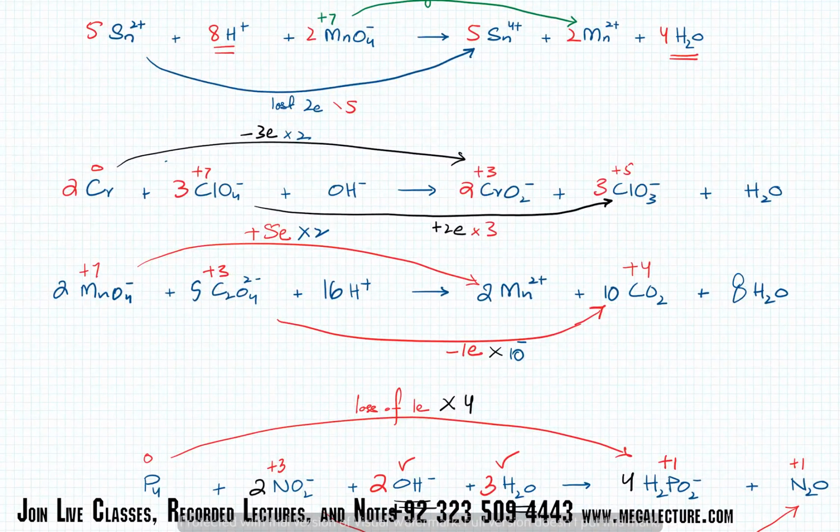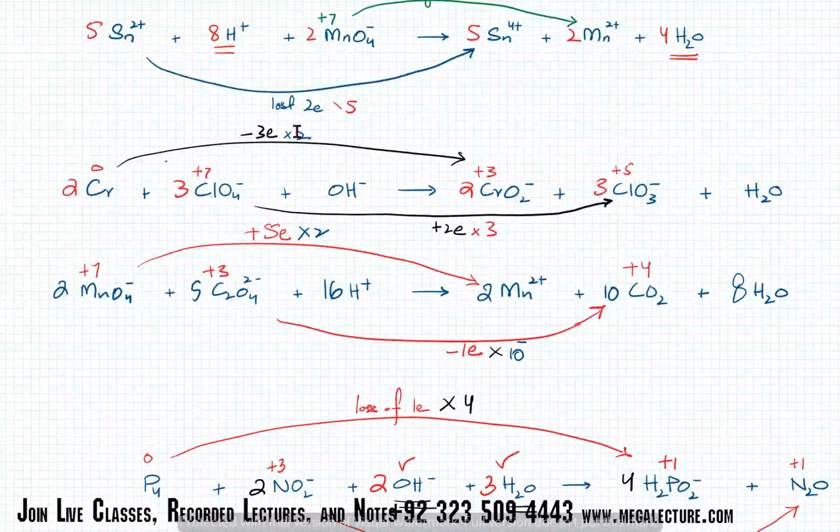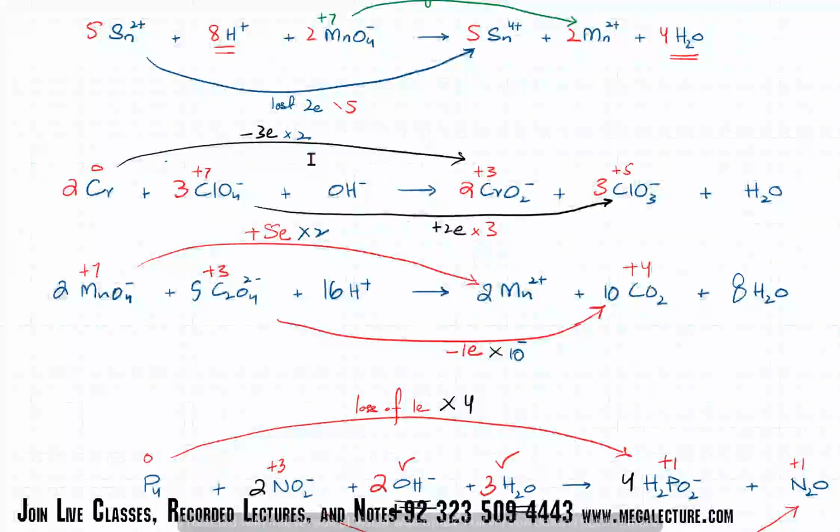I don't understand why you multiplied by 2. Which one? Because you multiplied by 2. Yeah, the electrons gained and lost have to be made equal, right? I mean, okay.